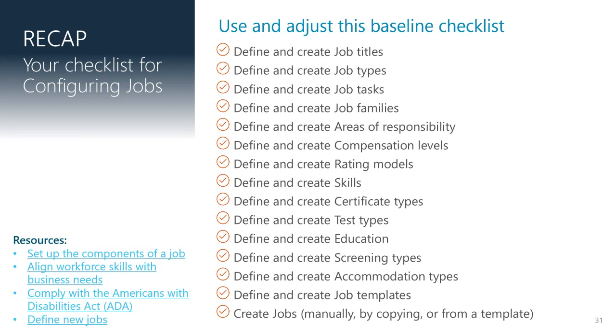On each checklist on the left-hand side, there are links to resources that are good to read before you get on to implementing the application. And on the right-hand side of these checklists are the steps that you need to do, for example, in this one, configuring jobs. So you would start with this checklist, you would define and create the job titles, job types, tasks, families, area of responsibility, compensation levels, rating models, skills, certificate types, test types, education, screening types, accommodation types, job templates, and then you would go to jobs.